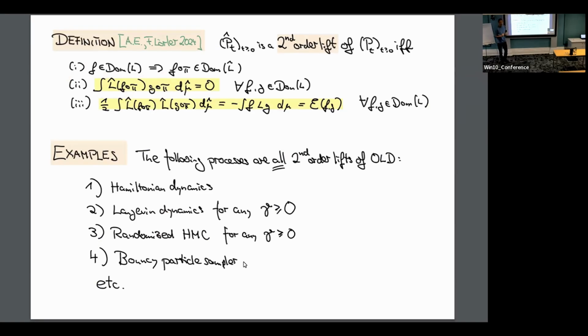And now what do we have for examples? Well, all the processes I introduced to you satisfy this definition. So Hamiltonian dynamics is a second order lift of overdamped Langevin dynamics. Langevin dynamics for any choice of the friction coefficient is a lift. Randomized Hamiltonian Monte Carlo is a lift for any choice of gamma. The bouncy particle sampler is a lift. The zigzag process is a lift. So all these things that have been recently introduced in non-reversible MCMC, they are all lifts of overdamped Langevin dynamics.